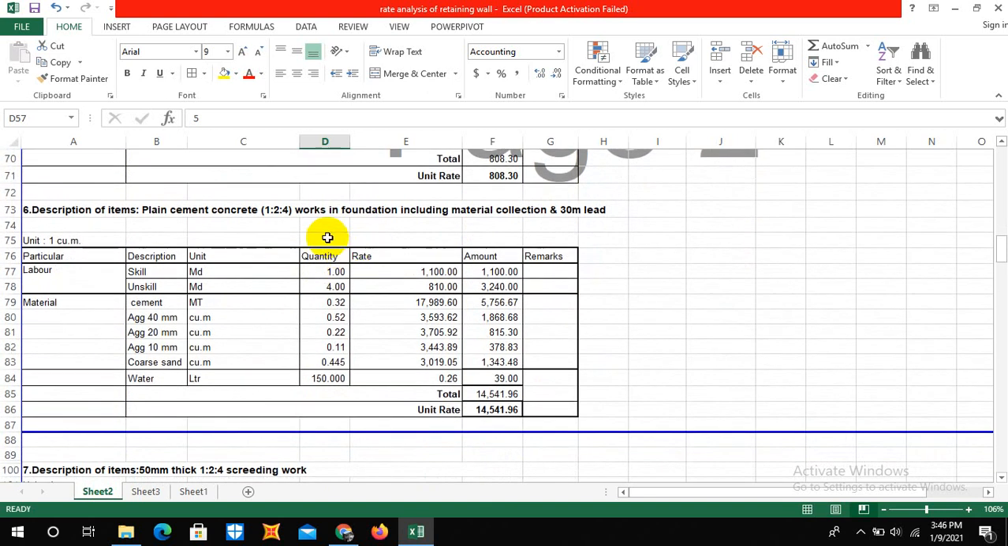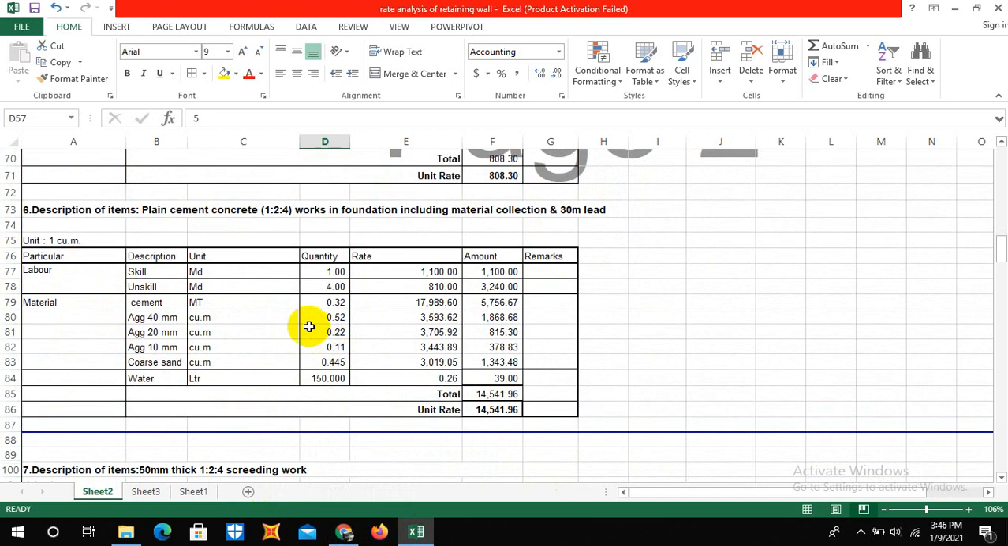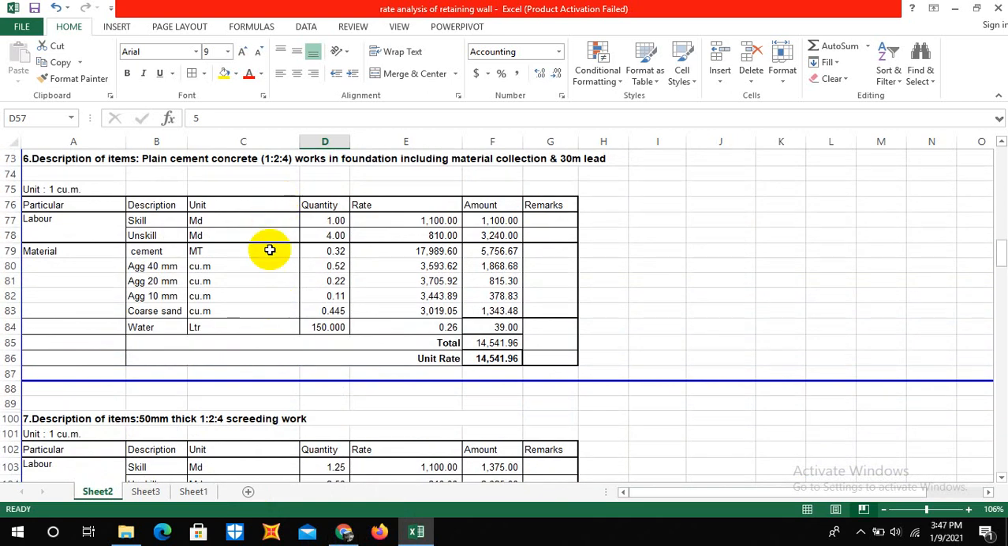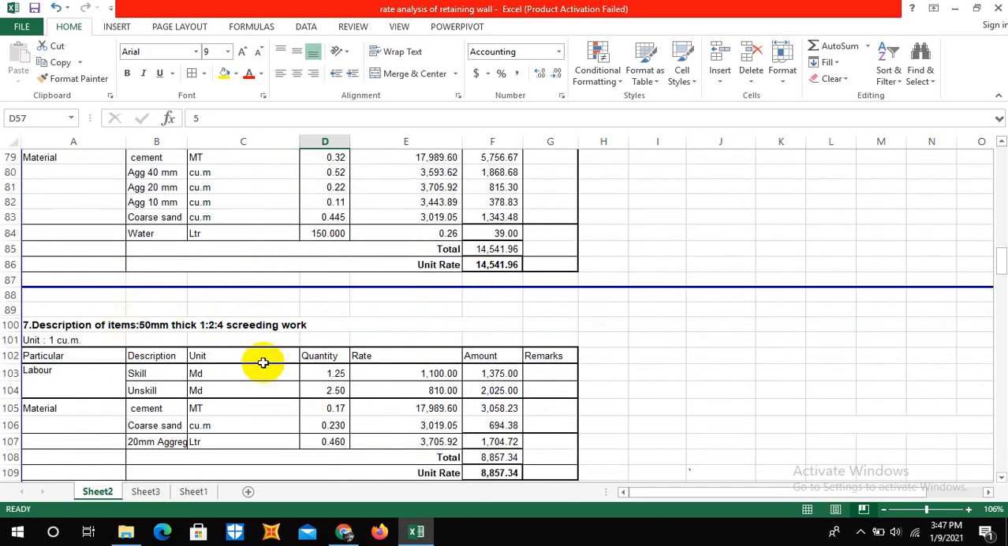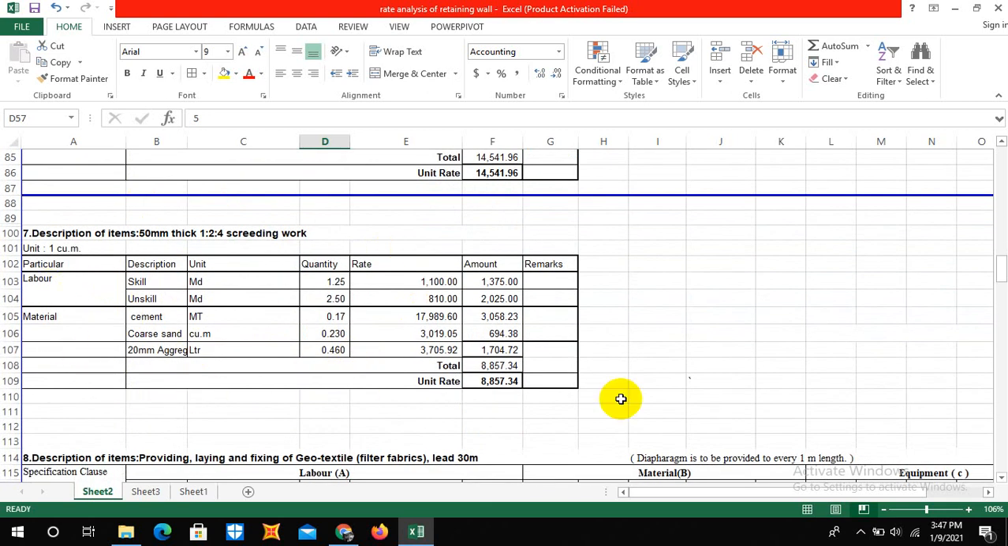Similarly, in case of PCC work also, it is the same as I have told you in the stone masonry work. You can get all the materials required from the DUDBC norms. After completing the stone masonry work, the screeding or PCC at the top will be done of certain thickness. So in our case it is 50 mm thickness. After completing our work, we need to do the PCC at the top, and you can simply perform the rate analysis from the DUDBC norms as I have told you earlier.